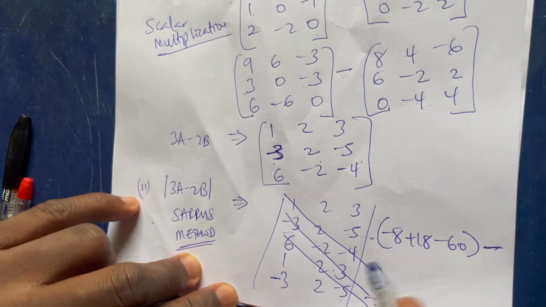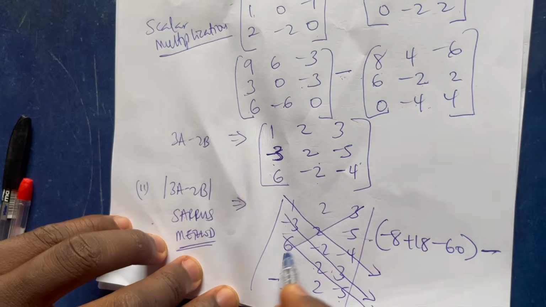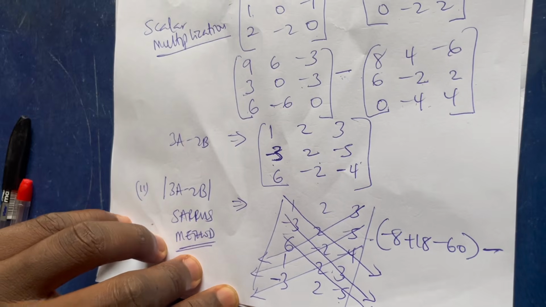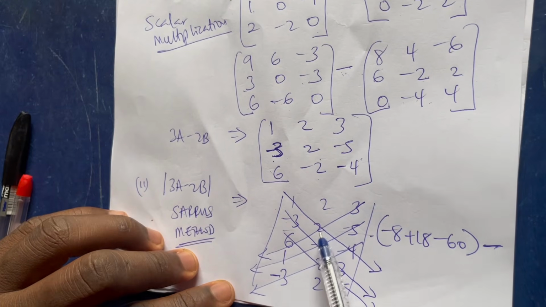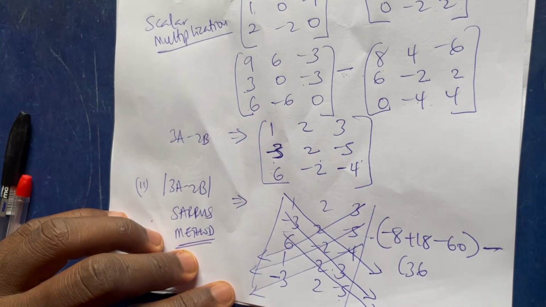Minus, you are going to subtract. Now take your, this one is a leading diagonal. Now take your minor diagonal. Minor diagonal is like this, and this. So now for your minor diagonal, 3 times 2 is 6. 6 times 6 is 36. So you have 36 here.